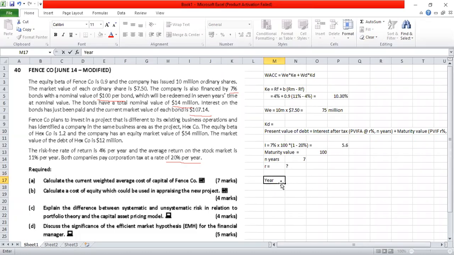We see the year. At present, there is an investment. The current market value is given. Then for 1 to 7 years, you can also write it as 1, 2, 3, 4, 5, 6, 7. But simplifying the calculation, it is 1 to 7 years.